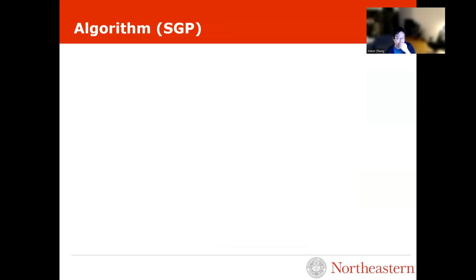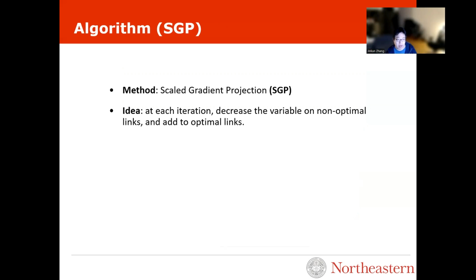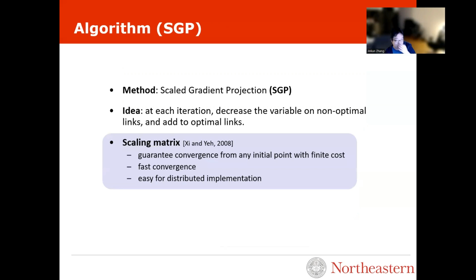Next, we introduce the algorithm that converges to the sufficiency condition. We use a modified scaled gradient projection, and the idea is just to decrease these phi from non-optimal links and add the amount to the optimal links. But more importantly, a carefully designed scaling matrix is used. This matrix is a diagonal matrix that upper bounds the Hessian inverse, and it is easy to compute in a distributed manner. So using this matrix, we have a fast convergence while guaranteeing the convergence from any initial point.